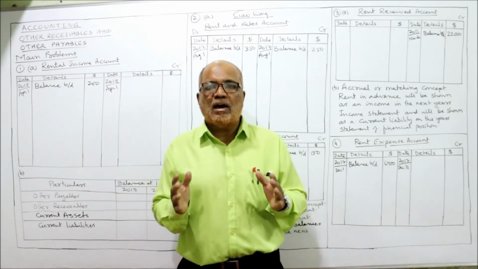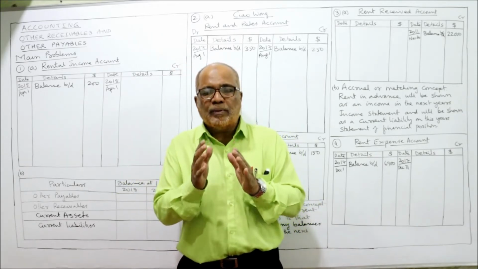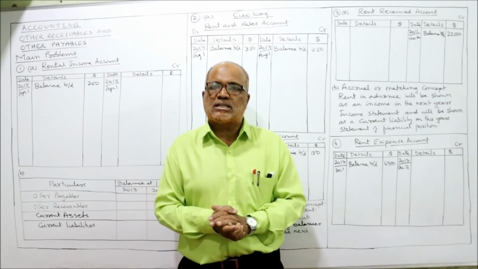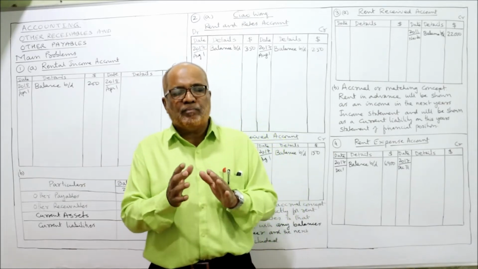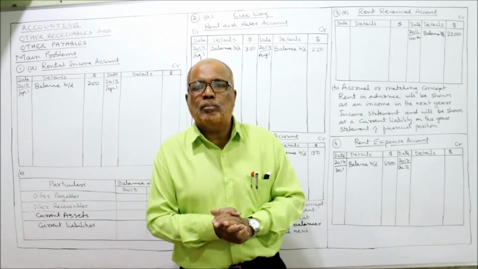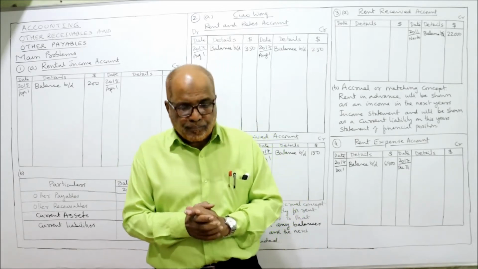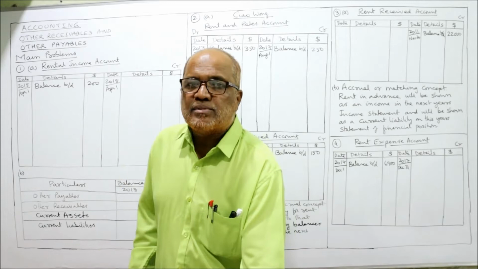So a student must be aware about which item to be added and which item to be deducted. So in short questions, many problems I have explained you how to make the accrual adjustments. Now, the main problems I'm going to start.